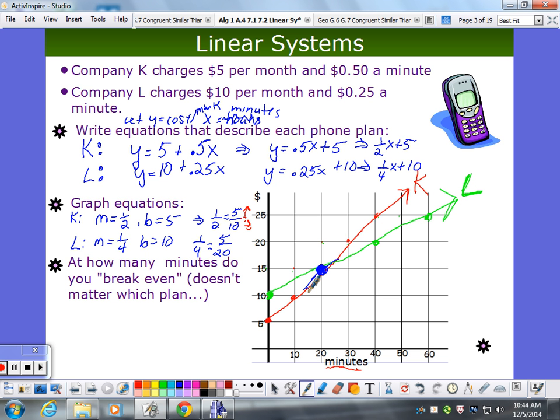So if somehow every month you speak exactly, no more, no less, than 20 minutes, which plan should you buy? Doesn't matter, right? So at 20 minutes, exactly the same.